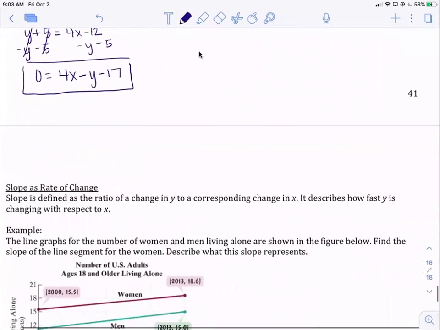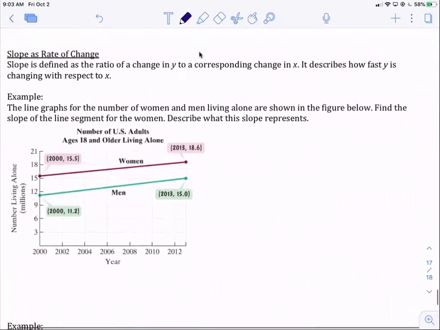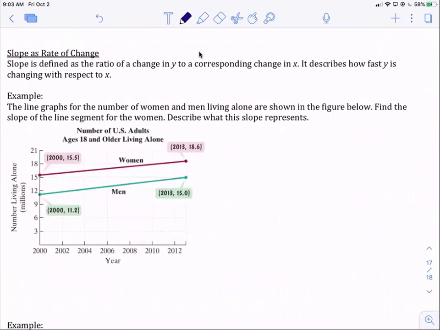Okay, the other thing we can look at with slope is rate of change. Okay, rate of change is just slope. So how fast y is changing with respect to x. So in this example, the line graphs for the number of men and women living alone are shown below. Find the slope of the line segment for the women. Describe what the slope represents.